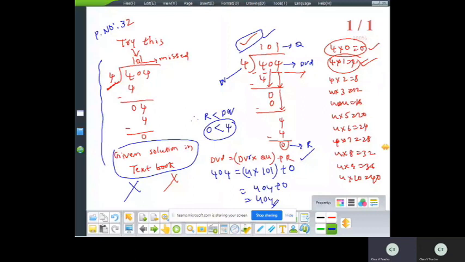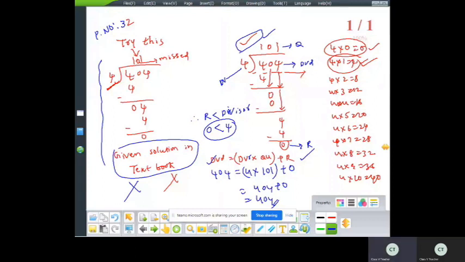Compulsory check this one: remainder is always lesser than divisor. Verify these two conditions to see whether our answer is correct or wrong. Dividend is equal to divisor into quotient plus remainder, and remainder is always lesser than divisor.